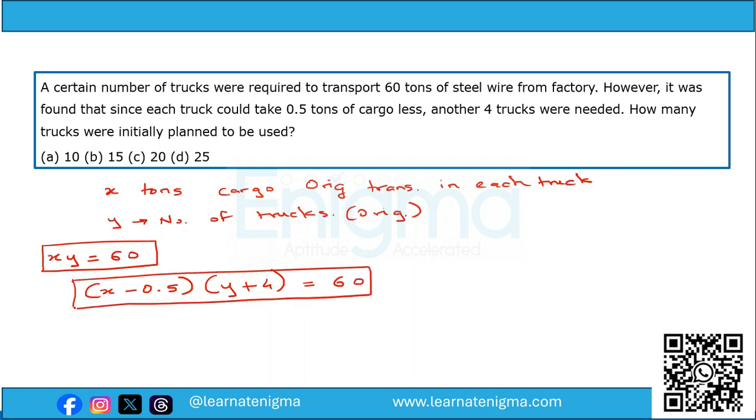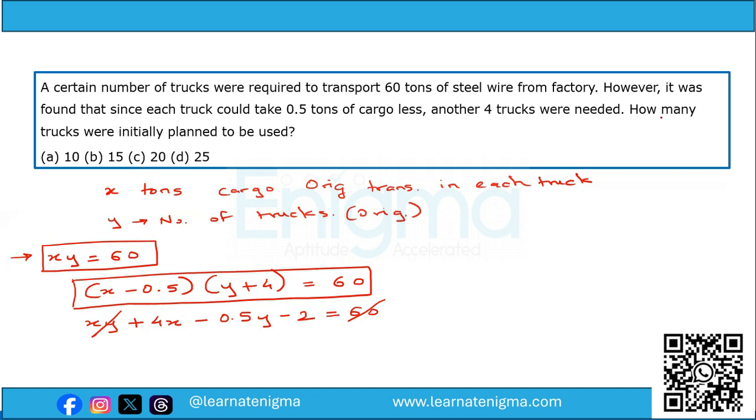So now let's try to solve this. If we multiply this, it becomes xy plus 4x minus 0.5y minus 2 is equal to 60. Now xy is equal to 60. So therefore we can cancel it out directly.